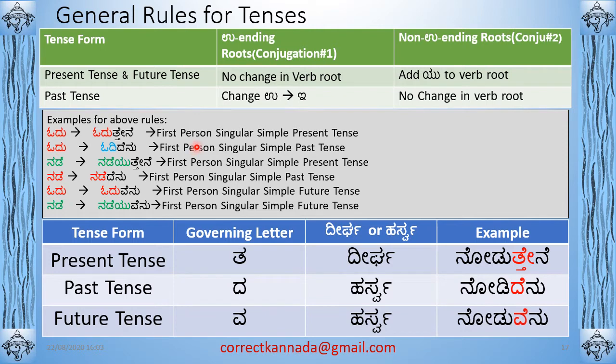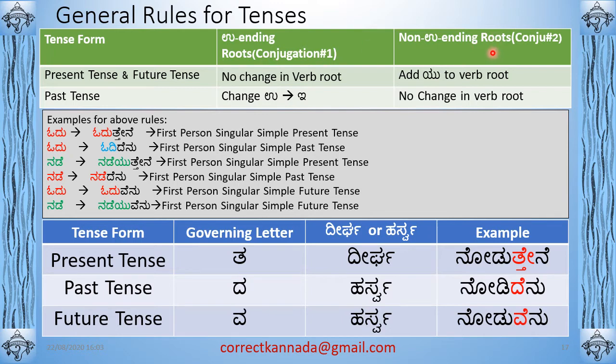Okay, general rules for tenses. Basically, there are two conjugations. A conjugation is just like what we had as a declension in nouns, if you had gone through the noun tutorial. Depending upon the last letter, you have to add one letter like that. In verbs, it is called conjugation, that is, depending upon the last letter, you have to do something different. So there are only two conjugations in Kannada. One is u ending, the other one is non-u ending.